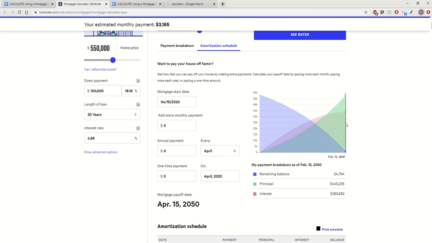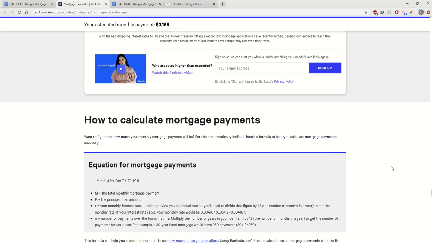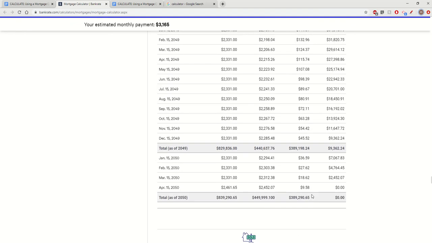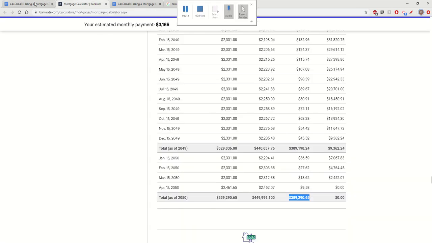389,262. So over the total course of the loan, he's going to pay about $389,000. Let's double check right here. Yep, $389,000. Okay, so that's your answer to 12A, is 389,290. Right, that number right there.